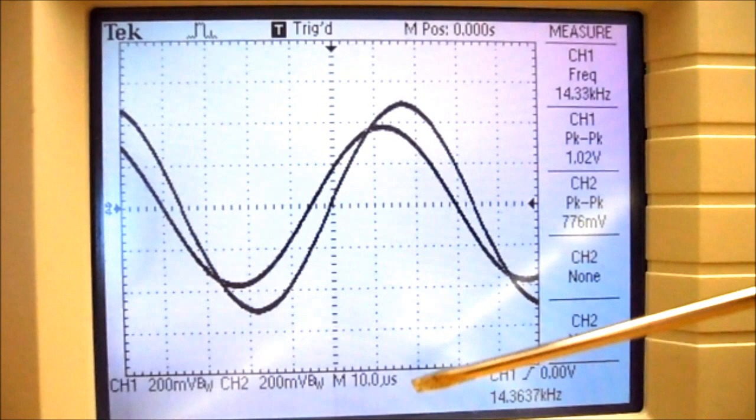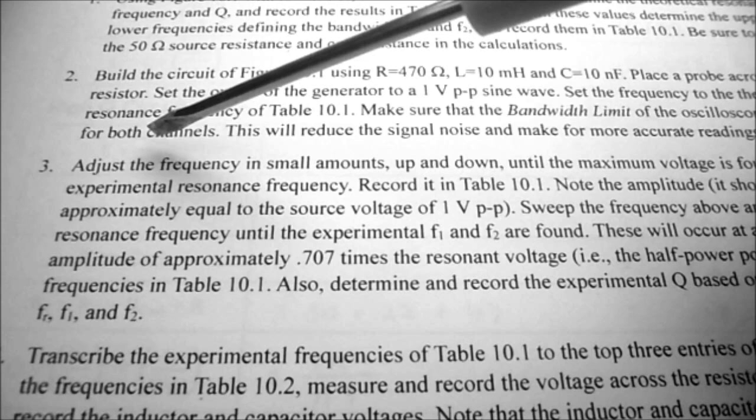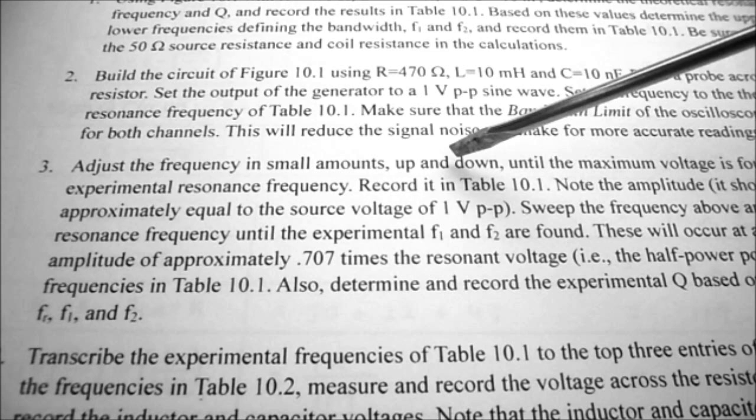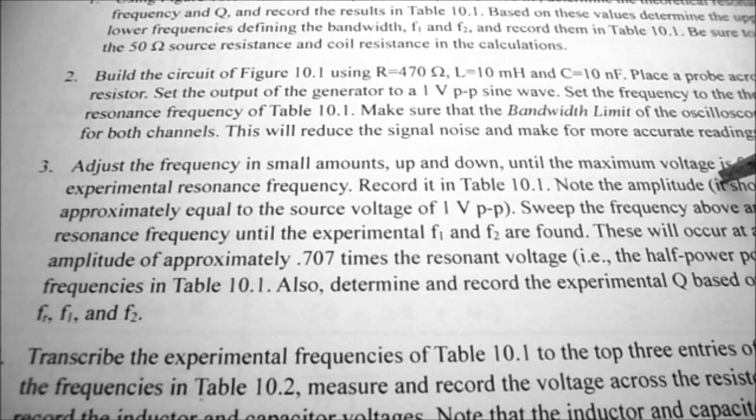So under procedure, step number 3, we're to adjust the frequency in small amounts, up and down, until the maximum voltage is found. Now this is the maximum voltage dropped across the resistor. This is the experimental resonance frequency. We're to record it in table 10.1. We're to note the amplitude. It should be approximately equal to the source voltage of 1 volt peak to peak, or less.